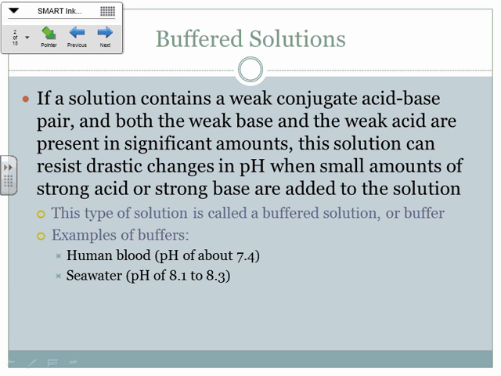In a buffered solution, basically what it is, it resists change in pH. So you add acid to a solution, it doesn't necessarily change the pH to make it very much more acidic. It will change it a little bit, but not much. Or if you add a base, it's not going to change the solution to make it very much more basic. Okay? So these are very useful.